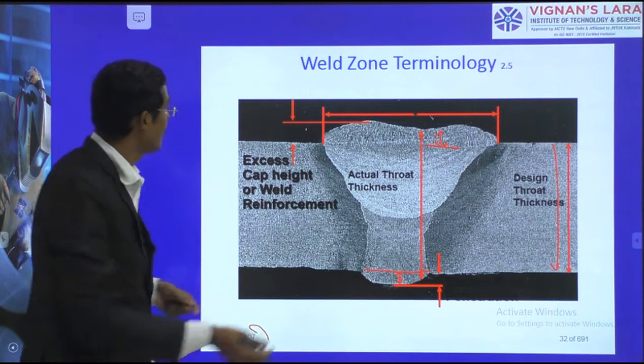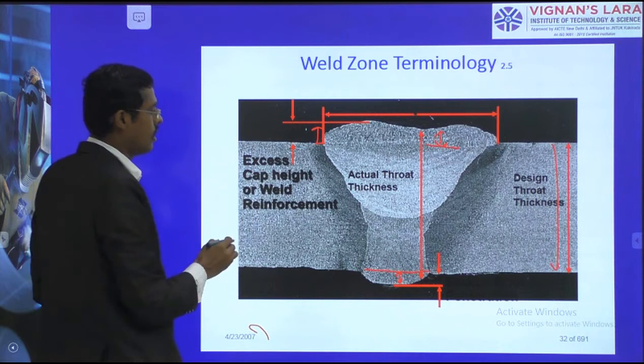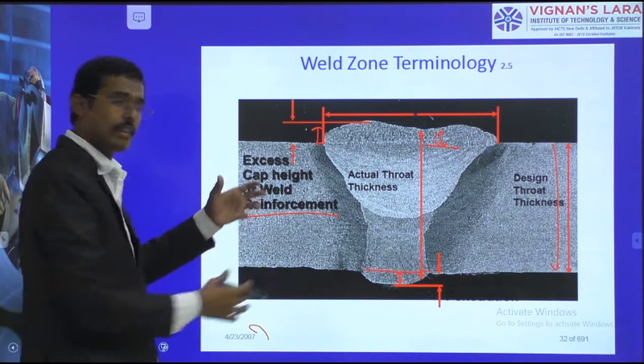Where is the excess here? You see, above this is the excess. Excess cap height, otherwise called reinforcement. So this is the idea of the weld zones.